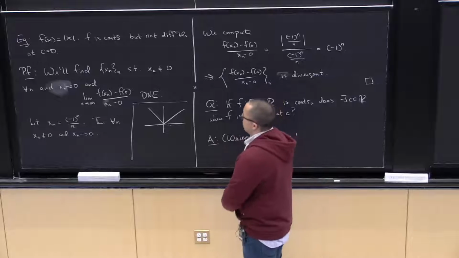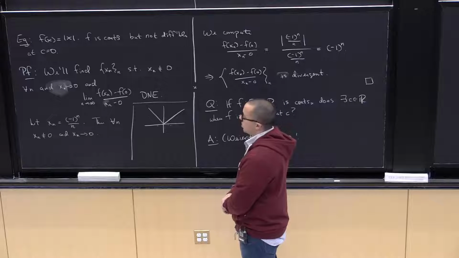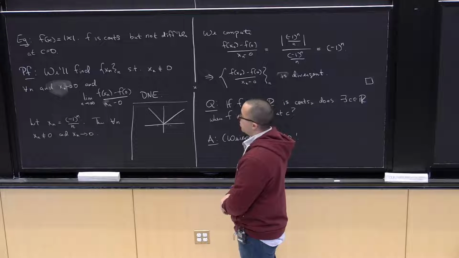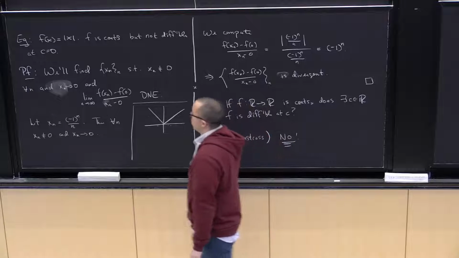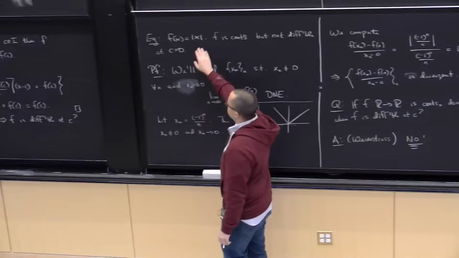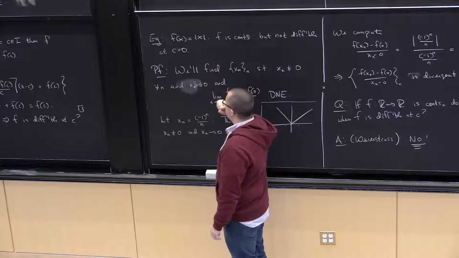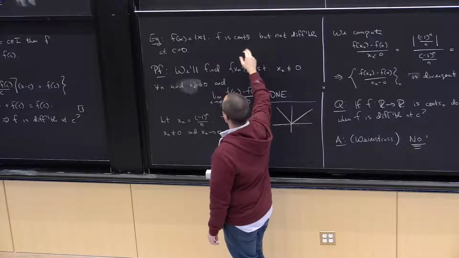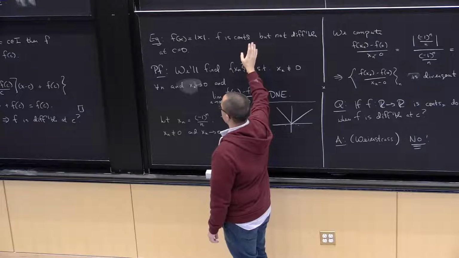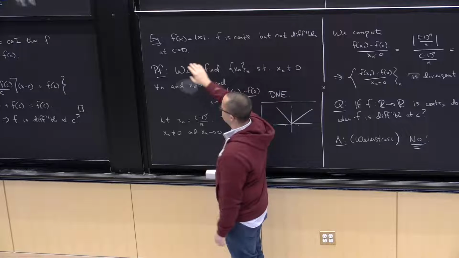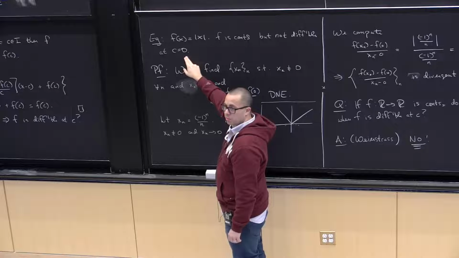What's the function that gives this counterexample that is continuous at c but not differentiable at c? Well, let's take, for example, c equals 0, and let's look at the function f of x equals the absolute value of x. Okay? Then this function here is continuous at every point, so in particular at c equals 0. But it's not differentiable at c equals 0.